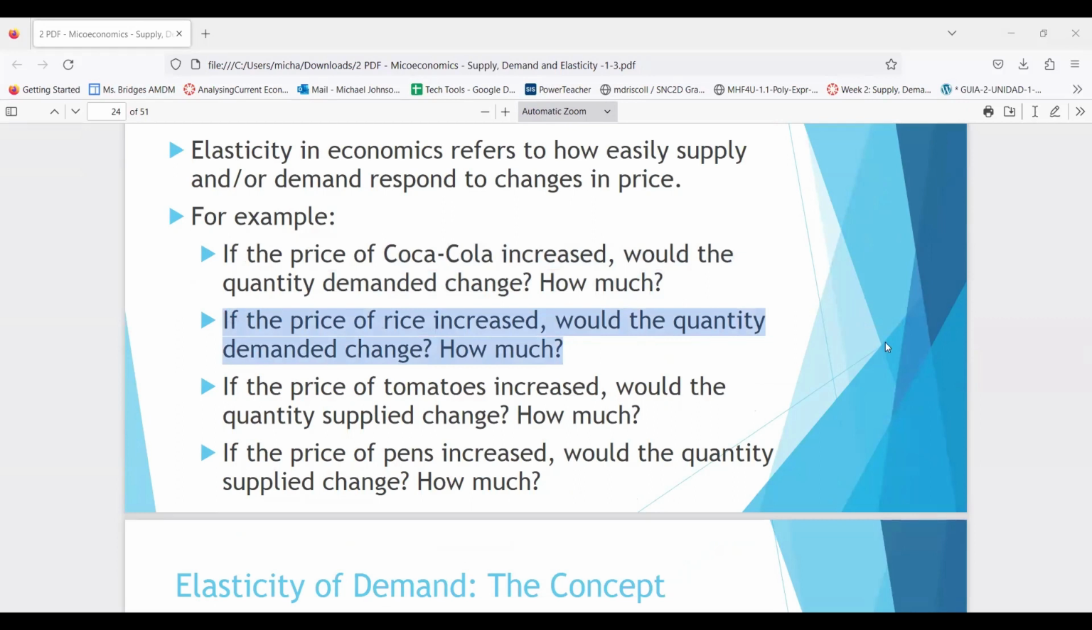Yes, so good answer for the Coca-Cola one. The quantity demanded would change more than the change in price because it's a want. It's not a necessity. So great work. And then the rice example.